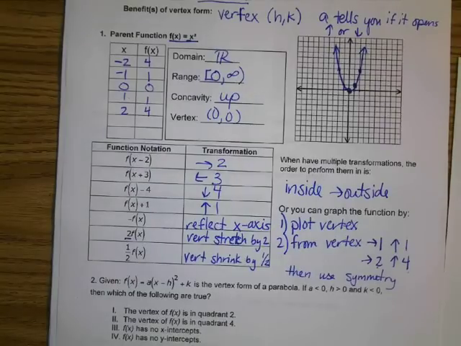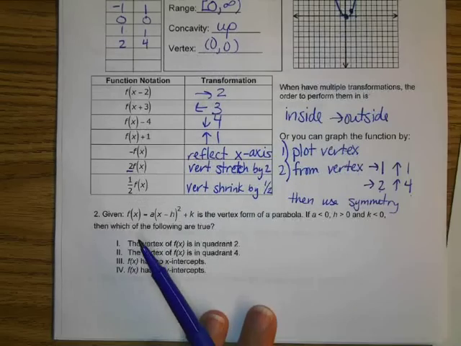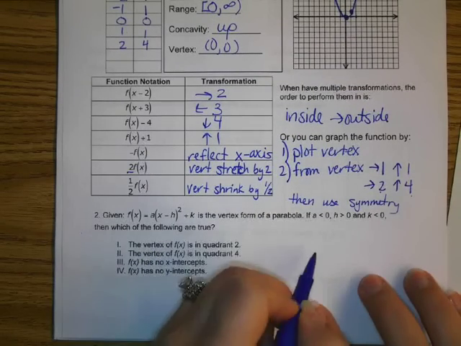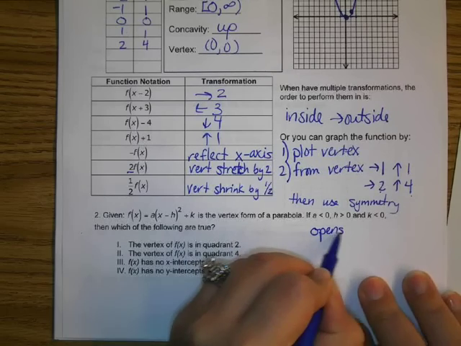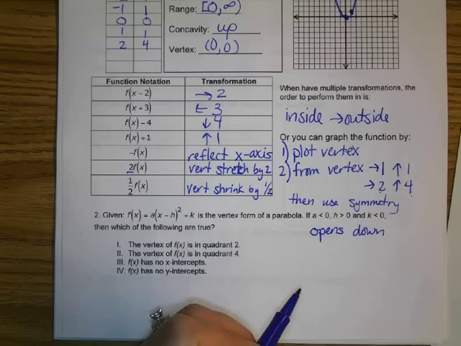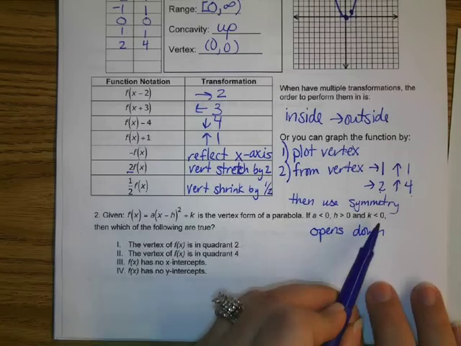Okay, so the next question says, given the function f of x equals a times x minus h squared plus k is the vertex form, if a is less than 0, h is greater than 0, and k is less than 0, which of the following are true? Let's look at what we have. A is less than 0. That means it opens down. When a is negative, it opens down. h is greater than 0, and k is less than 0.